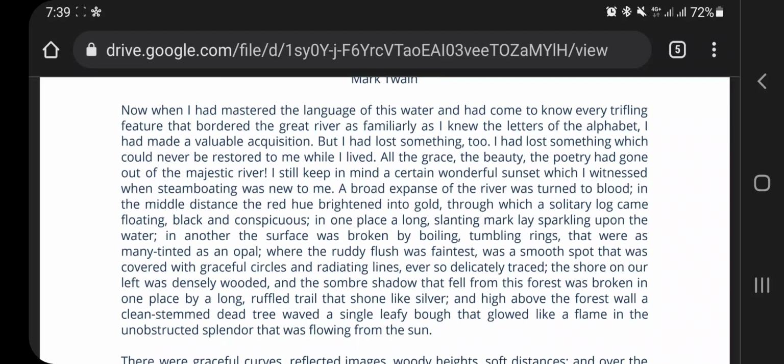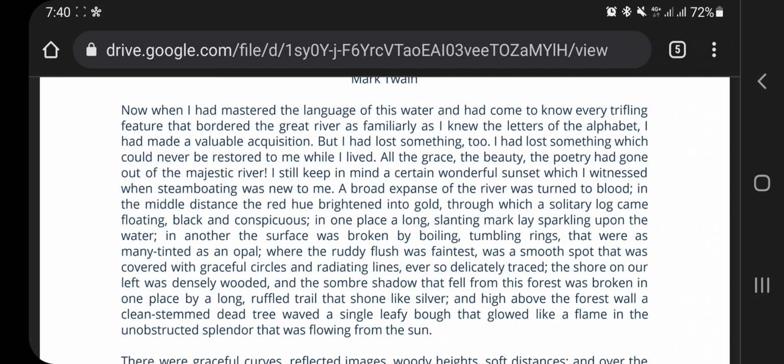Now, when I had mastered the language of this water and had come to know every trifling feature that bordered the great river as familiarly as I knew the letters of the alphabet, I had made a valuable acquisition. But I had lost something too. I had lost something which could never be restored to me while I lived. All the grace, the beauty, the poetry had gone out of the majestic river.